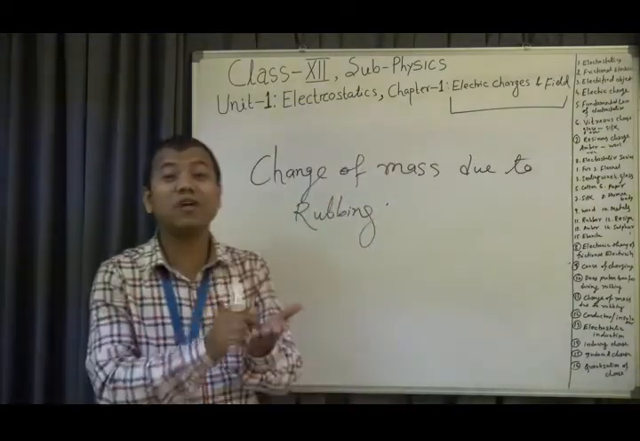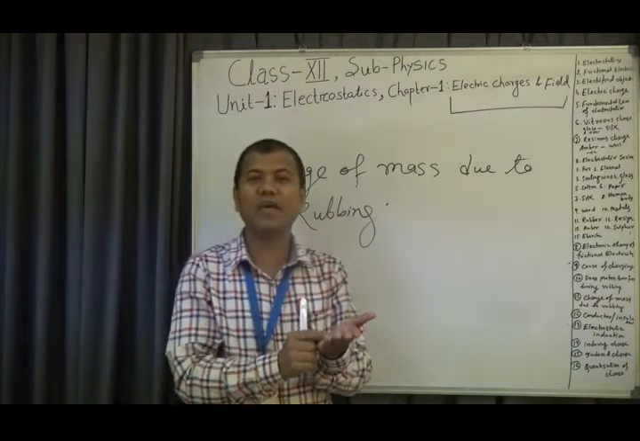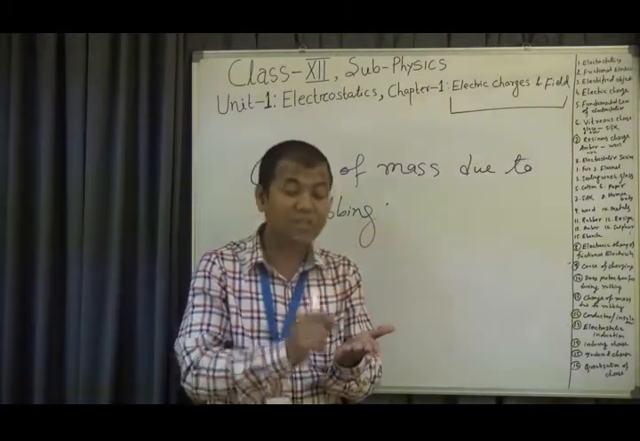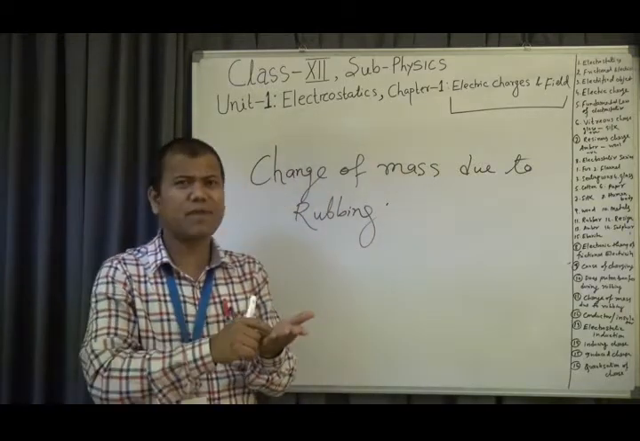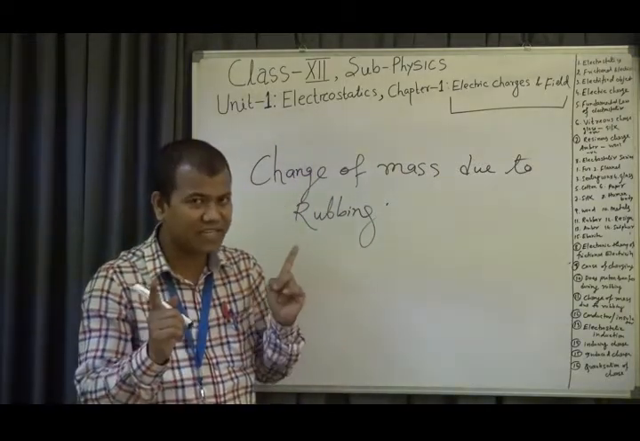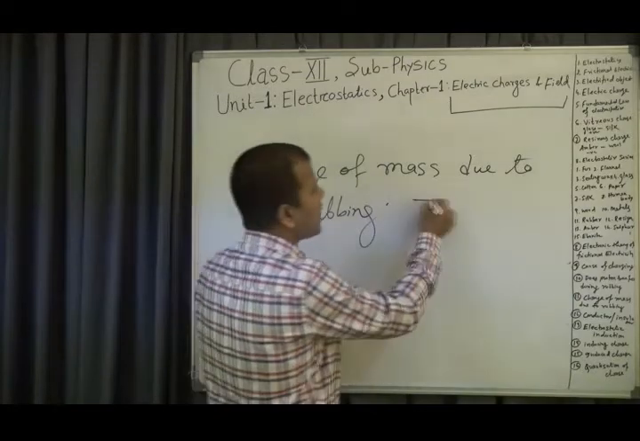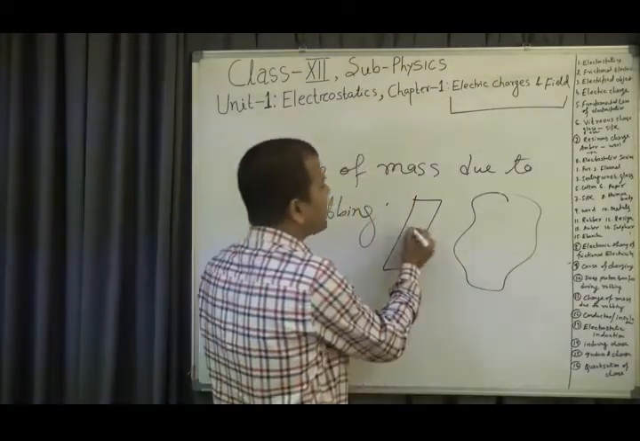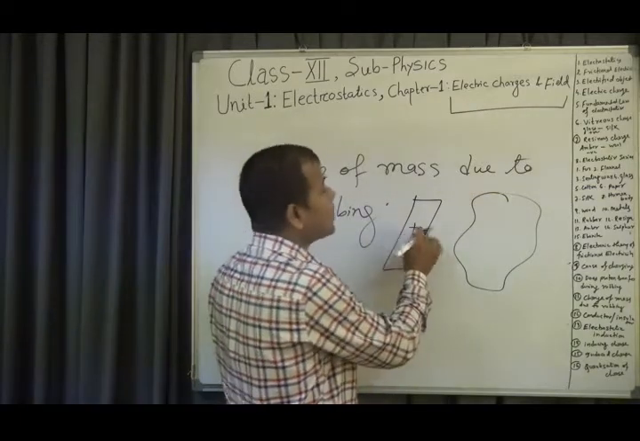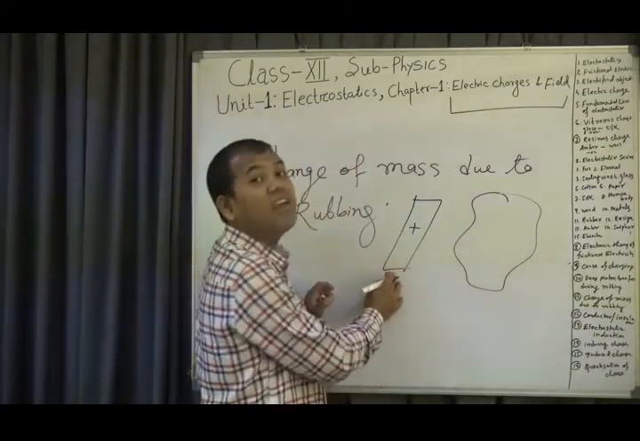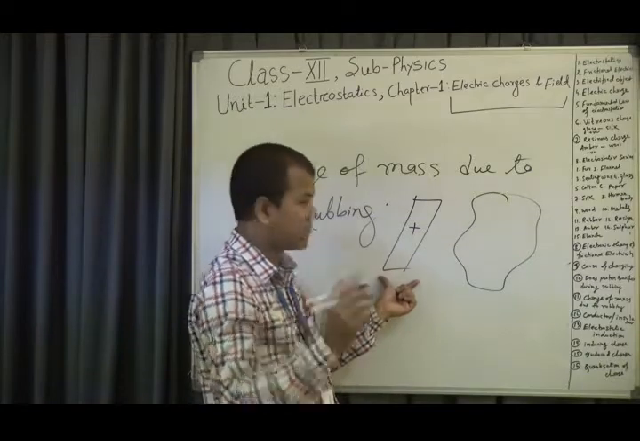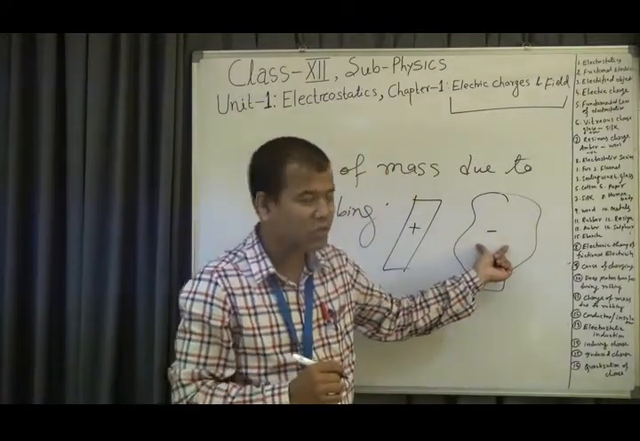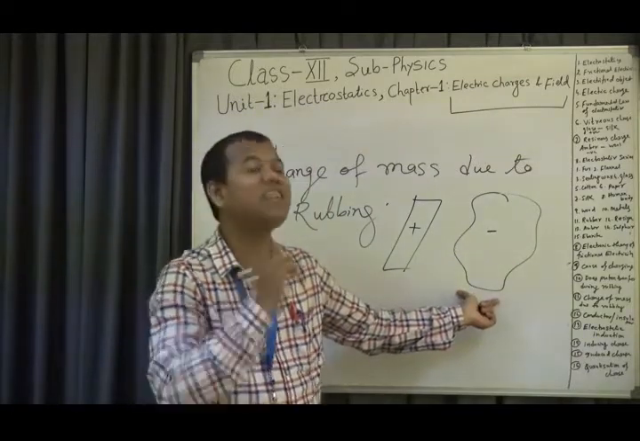The object which acquires negative charge, its mass will be increased, and the object whose charge is positive, its mass is decreased. I repeat. Suppose I take the glass rod and the silk cloth. Whenever the glass rod acquires positive charge, it means electrons have been transferred away, so its mass will be decreased. And the negatively charged object, that is the silk cloth, obviously its mass will be increased.